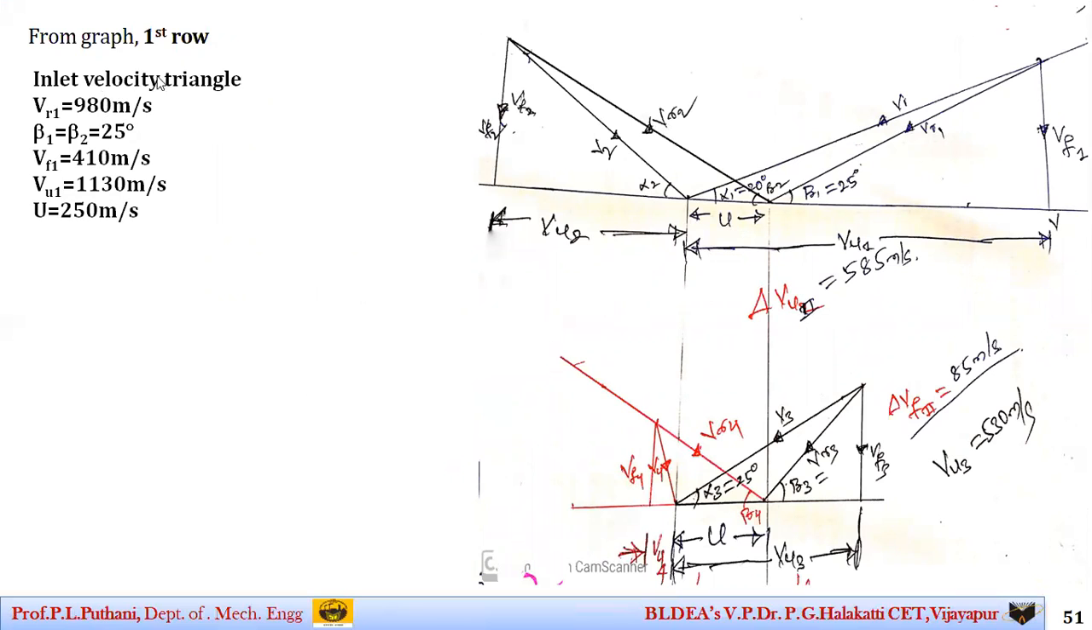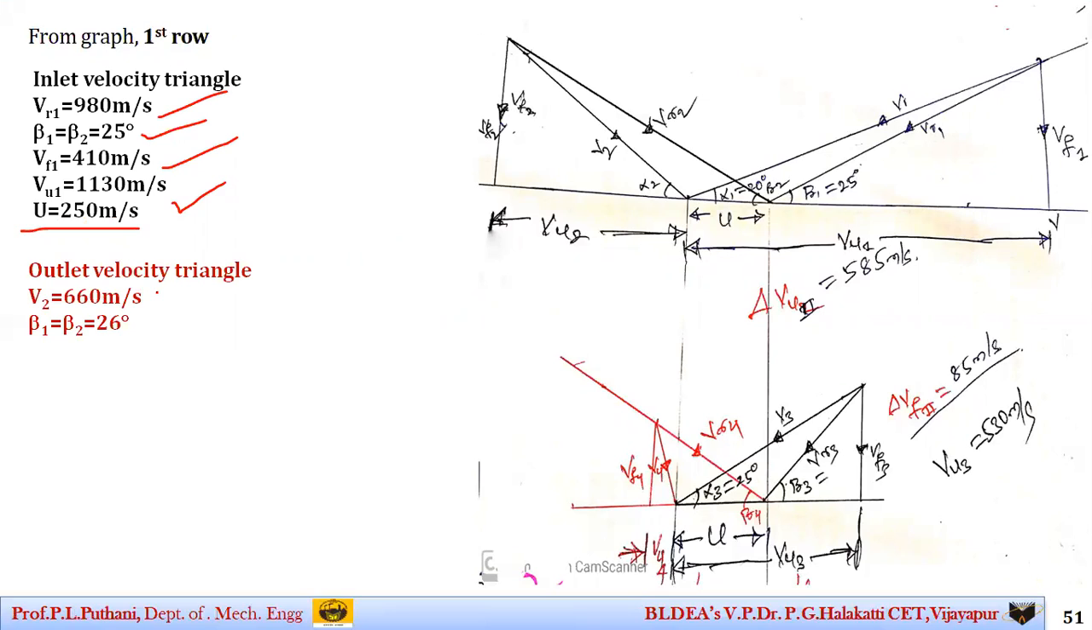I have got for the net velocity triangle for the first stage, VR1 is equal to 980 meters per second. Beta 1 is equal to beta 2 is equal to 25 degrees, which was given in the question. VF1 is equal to 410 meters per second. Beta 1 is equal to beta 2, I have got it as 25 degrees, measured value. VU1 is 1130 meters per second. U value is 250 meters per second.